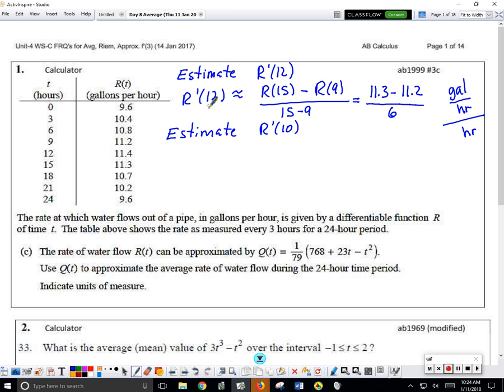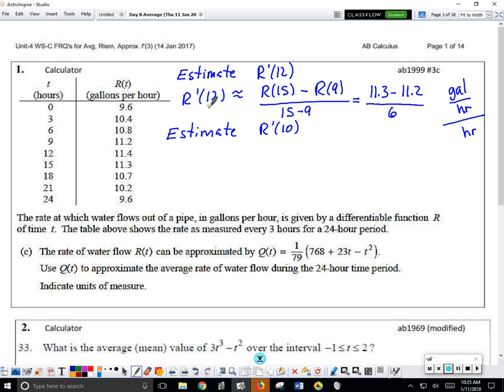Good. Okay, moving on. The actual question, so Mary, this could have been like part A. I just didn't include this. So part B says, sorry, part C. Here's the rate of the water flow. It says use this formula, Q of T, to approximate the average rate of the water flow. Well, Q of T is the rate of the water flow. So they're basically saying find the average of Q of T.